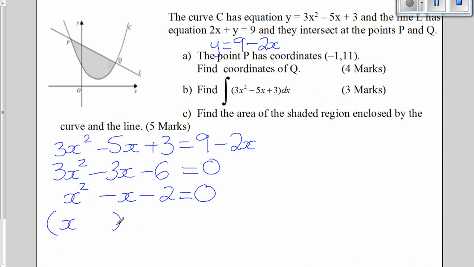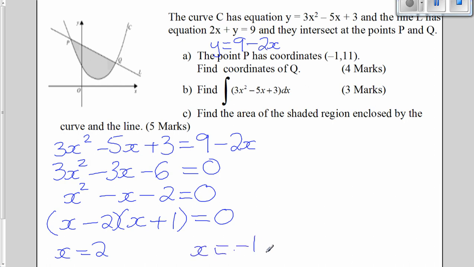It's clearly going to be 2 and 1. Which way round? Well, it's minus 2 and plus 1 to get the value there. Well, that tells us that it equals 0 either when x is equal to 2 or when x is equal to minus 1.